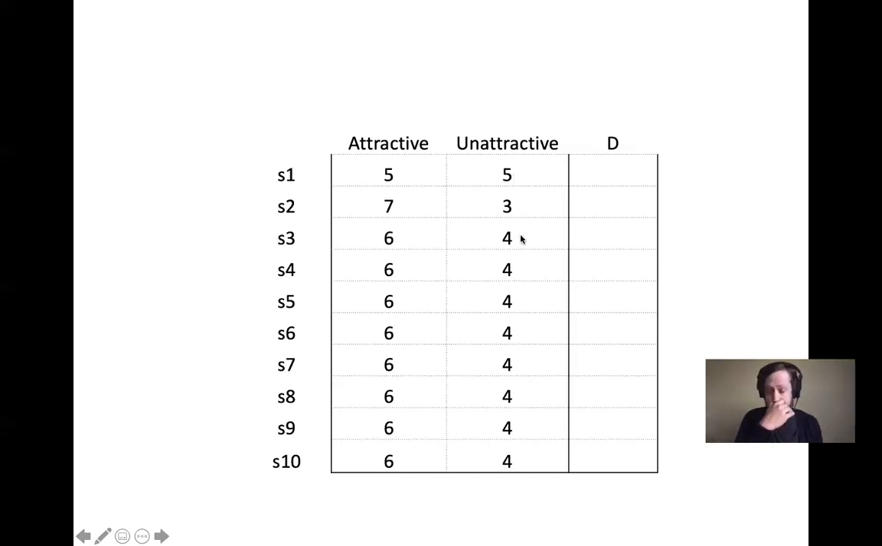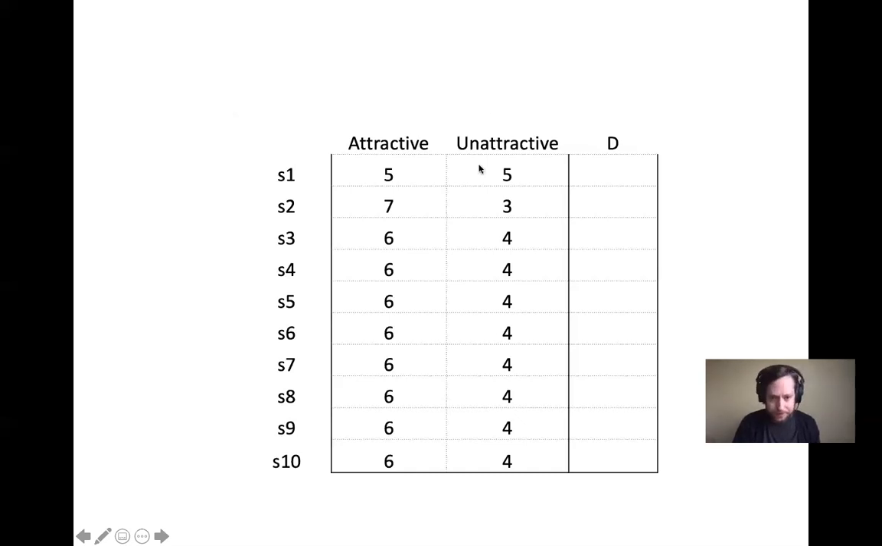And so what we're going to be using the repeated measures t-test to do here is to compare: is the mean amount of time looking at the attractive face different than the mean amount of time looking at the unattractive face? Are the mean amounts of time looking at each of these two conditions different? So in order to calculate repeated measures t, we have to calculate those difference scores.